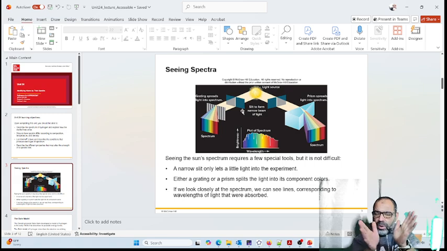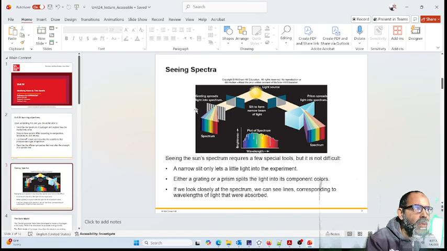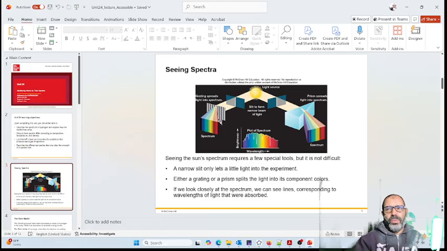You have the red going one way and so on and so forth. To exaggerate that, we have a narrow band now. We run it through either a prism or a diffraction grating. In spectroscopy, usually we use the diffraction grating. So what is a diffraction grating?